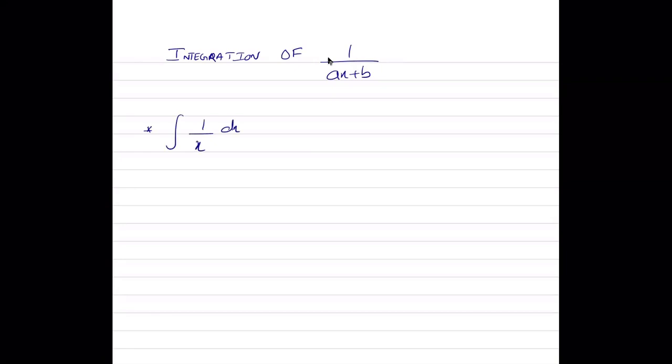If the function was ln x, what was the differentiation of ln x? It was 1 over x. Similarly, if y equals ln of ax plus b, then the differentiation of this was 1 upon ax plus b times the differentiation of this bracket, that is a. So the end result came out to be a upon ax plus b.